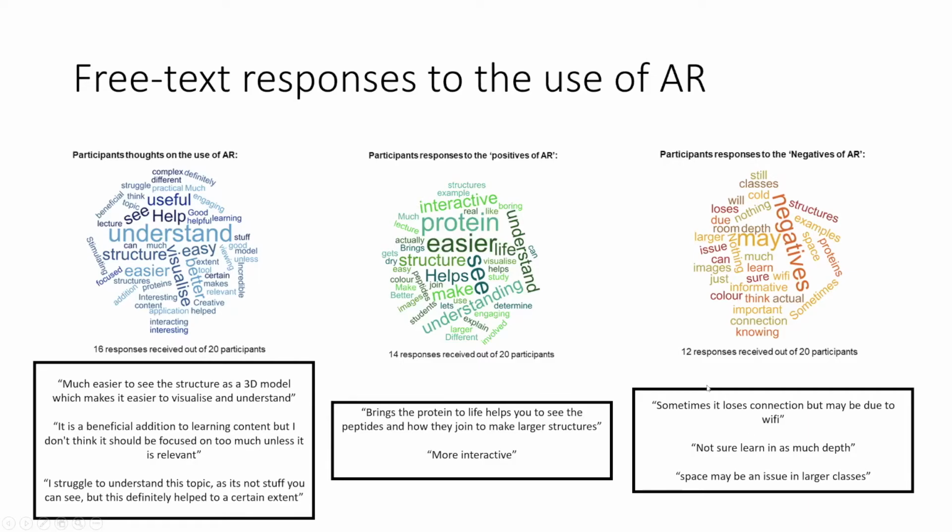I think this is more to do with the logistical issues of having the trigger image being scanned by the camera on the iPad. So it has to be held within certain proximity to it. And I think if you deviate too much, or if you're viewing the trigger image from an extreme angle, it doesn't pick it up particularly well. Someone here suggested they're not sure they're learning as much depth. Again, I think that's an important point to consider. This is designed to be an aid, but it's not going to replace our lectures and the core content that is associated with that. And also space might be an issue in a larger class.